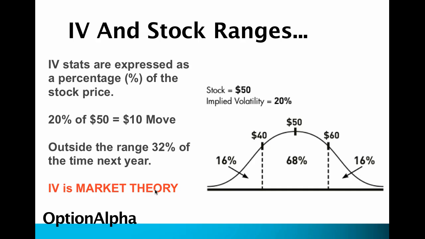Now, the most important thing is, and this is why I've bolded this in red, that implied volatility is simply market theory. We really have to drive that point home here. Just because people are placing bets for a 20% volatility move does not necessarily mean that's what's going to happen. That's where bets are being placed. It's not the actual movements of the security. So everything is just market theory.